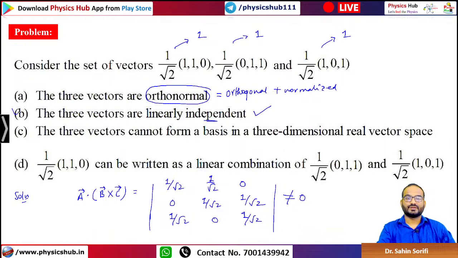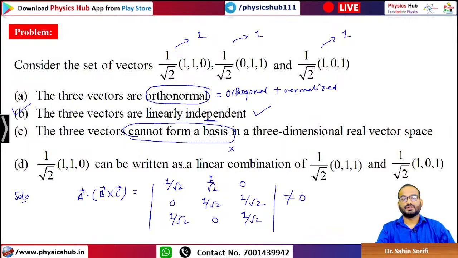This is correct. Now if they are linearly independent, 3 vectors cannot form a basis. This is incorrect. Yeah, they can form a basis. One vector cannot be written as a linear combination, because they are linearly independent vectors, and no vector can be written in terms of the other two. So this is also incorrect. So option B is the correct option. A is not. You have to find out the correct option, right? So B is the correct option, no?